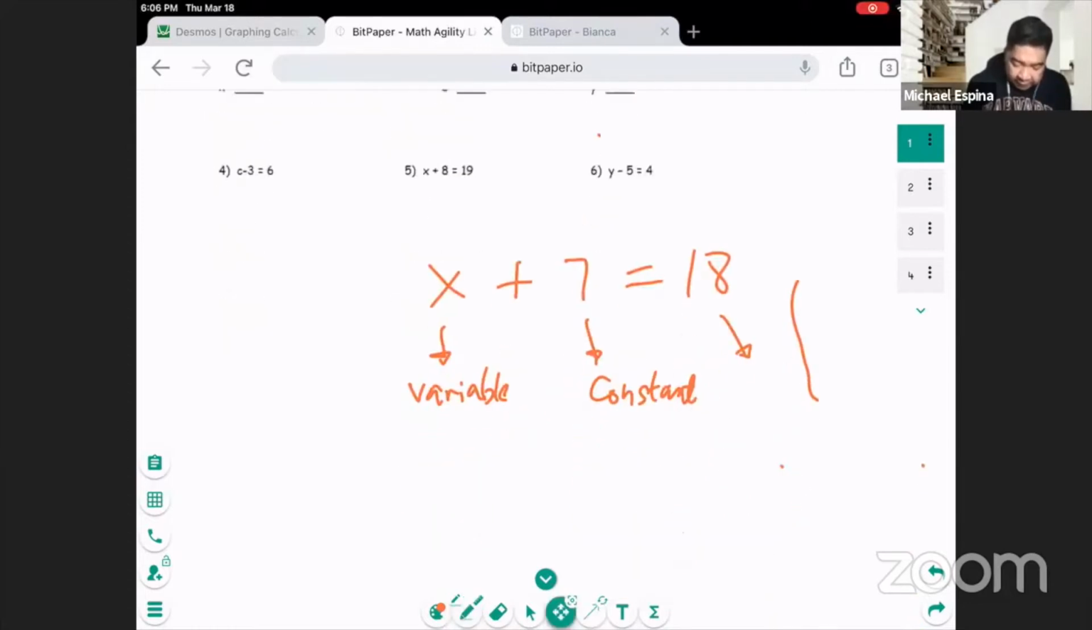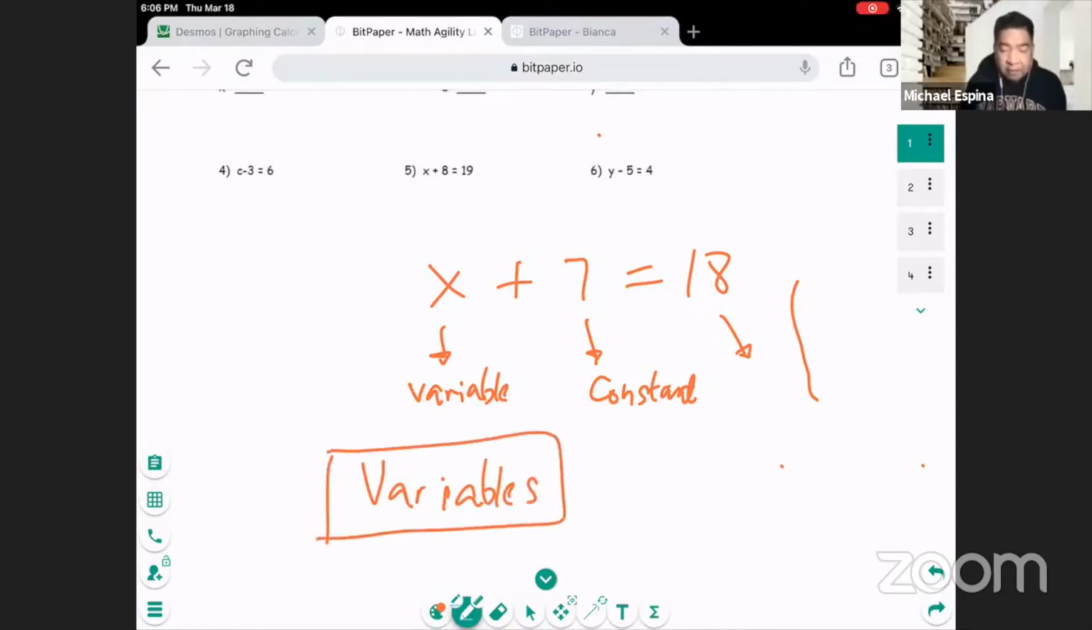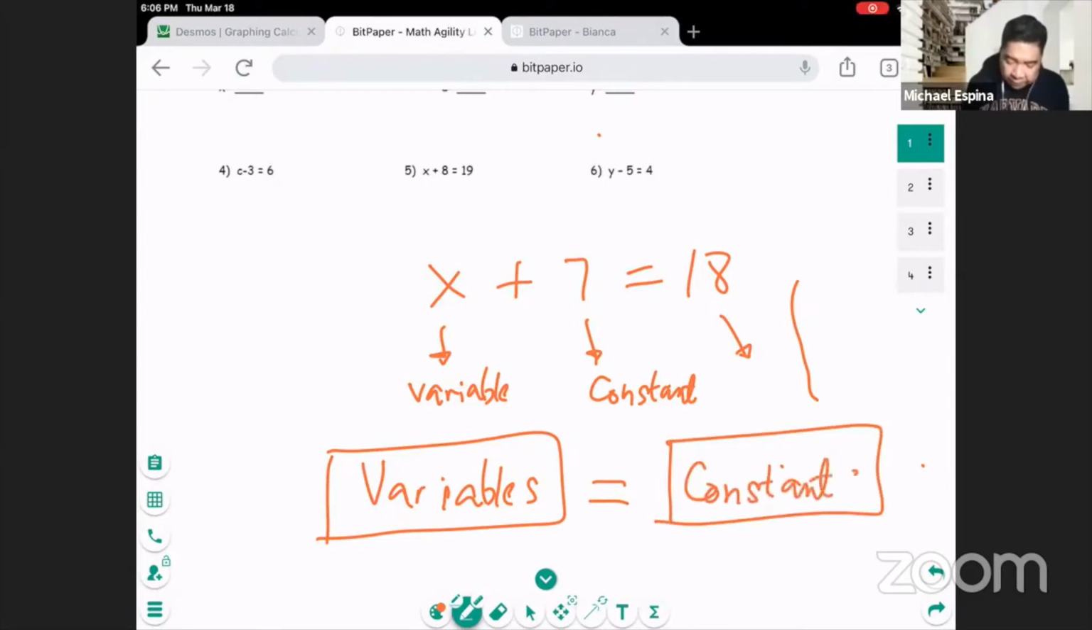So let's write a table here. Variables should be on the left side of the equation. This is the equal sign that tells us this is an equation, and then all the constants should be on the right side of the equation. If you notice, 7 is not in its correct position because constants should be on the right side of the equation. So how do we move 7 to the right side of the equation?